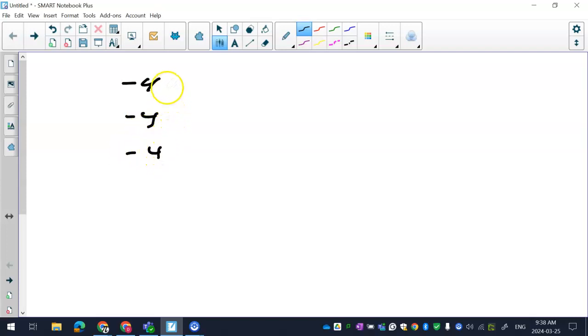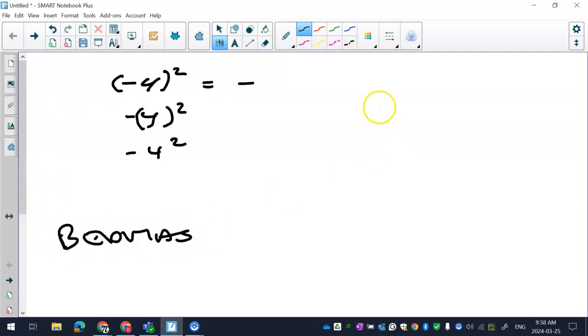So we have -4, and we're going to put a squared on the whole thing. Then we're going to do this one. That's a 4 there. And then we're going to do this one. Okay, so this one here is, remember BEDMAS, right? So we'll get back to this in a second.